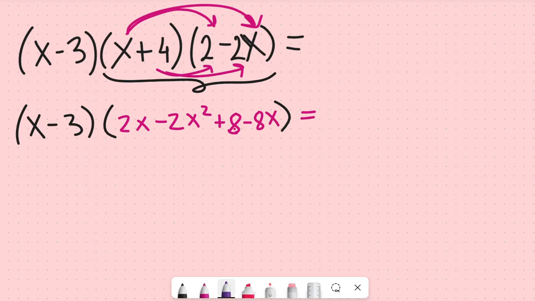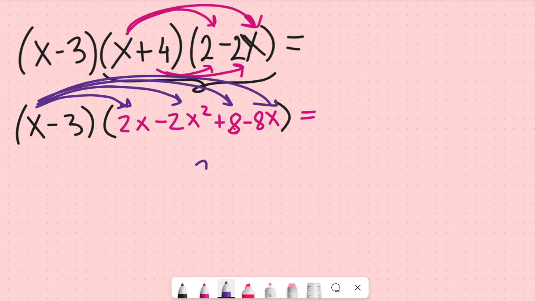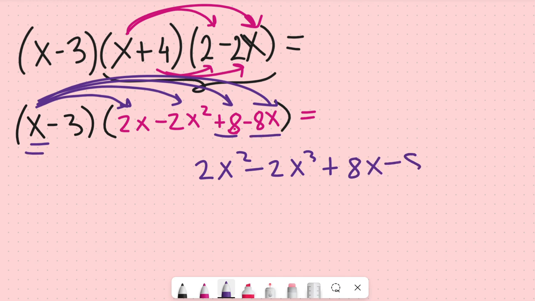Now we have 2 brackets again. So it should be fine, right? So we multiply x by the first one, x by the second one, x by the third one, and x by the fourth one. So x multiplied by 2x will be 2x squared. X by minus 2x, minus 2x cubed. X by 8 will be 8x. And x by minus 8x, minus 8x squared.